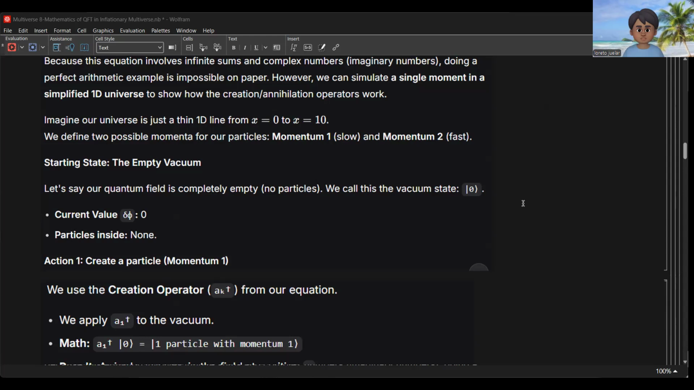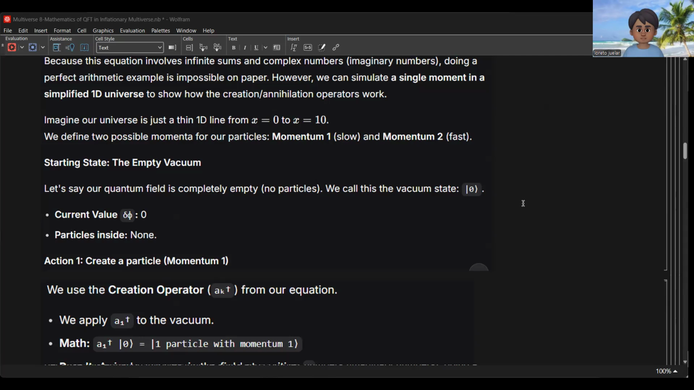Normally, momentum can be equal to 0, positive or negative 1, positive or negative 2, positive or negative 3, and so on. So there are infinitely many momentum modes. Instead, they allow only momentum 1, a slow particle, and momentum 2, a fast particle. So instead of infinite possible momenta, we have only two here, momentum 1 and momentum 2. So much easier.